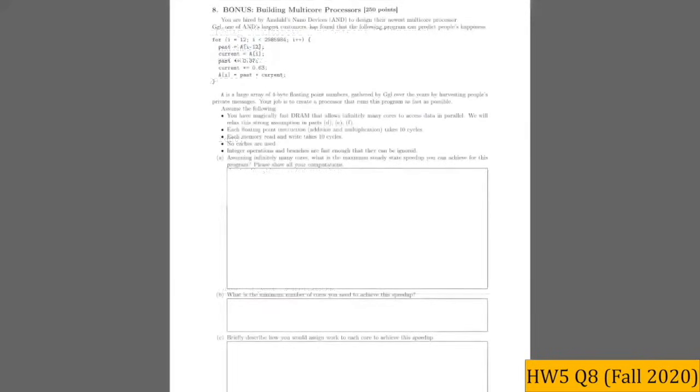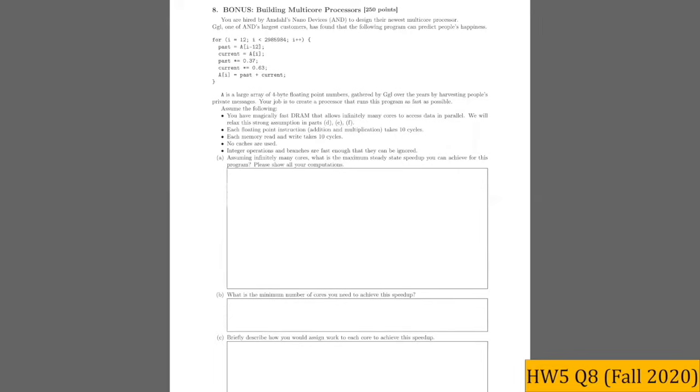Hi everyone, we're going to solve a question on building multi-core processors. So let's get started. You're hired by Amdahl's Nano Devices to design the newest multi-core processor. GGL, one of Ann's largest customers, has found that the following program can predict people's happiness. Okay, let's take a look at the program.